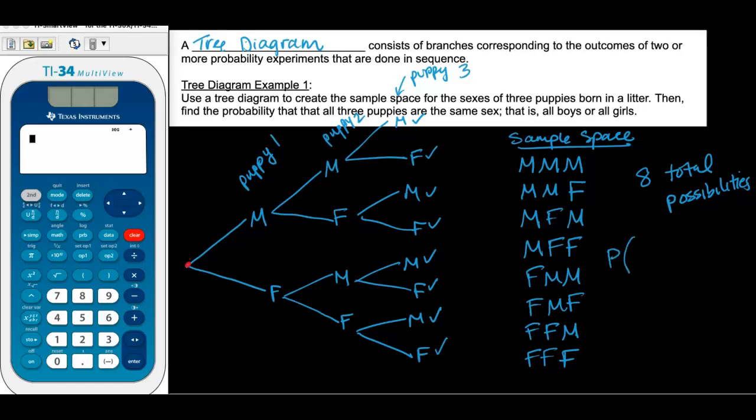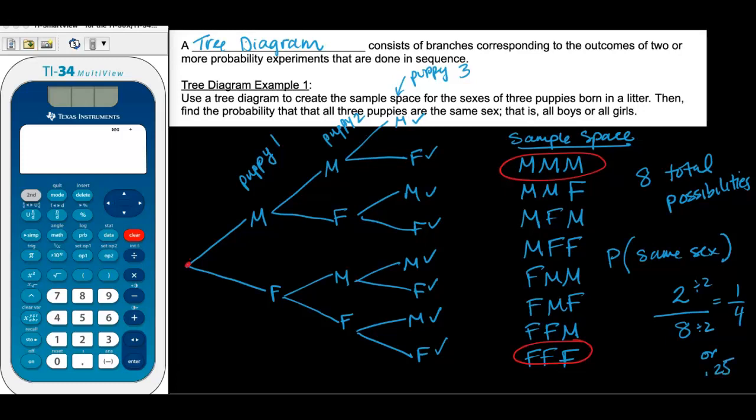What's the probability that they're the same sex? And so we would look at the total possibilities, which is 8. That goes in the denominator. And then we would look at which outcomes correspond to same sex. So male, male, male, or female, female, female. And in this case, there are 2 options, so 2 out of 8, and we've reduced to 1/4. Divide both of these by a common factor of 2. So we could either say 1/4 or 0.25 would be the probability of having a litter that's male, male, male, or female, female, female. Okay, so let's look at one more tree diagram example.